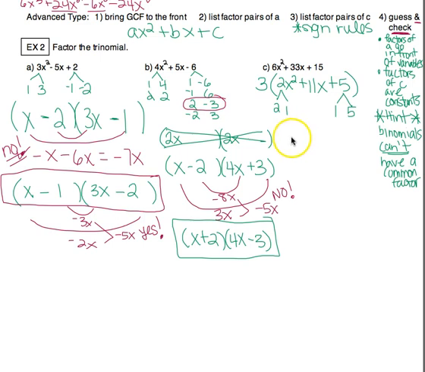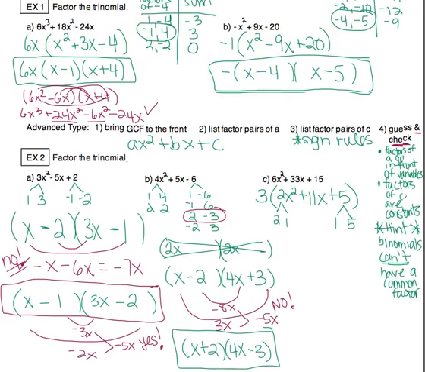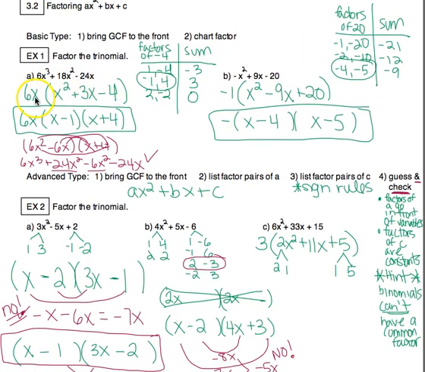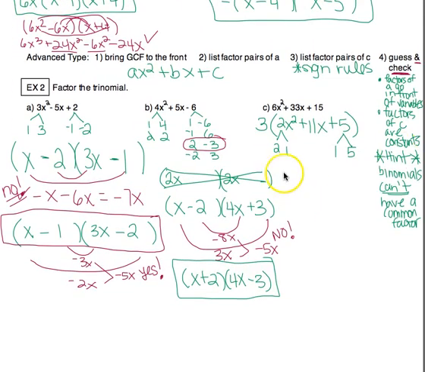So in my final answer, just like in the basic type, don't forget to bring that GCF down to the next step. So the 3 is still in front, and now I'm going to have my 2 parentheses. So I know that it has to be 2x and 1x. We don't write the 1. And I know it has to be 1 and 5. It's just a matter of getting them in the right order. So +1 +5 is my guess.